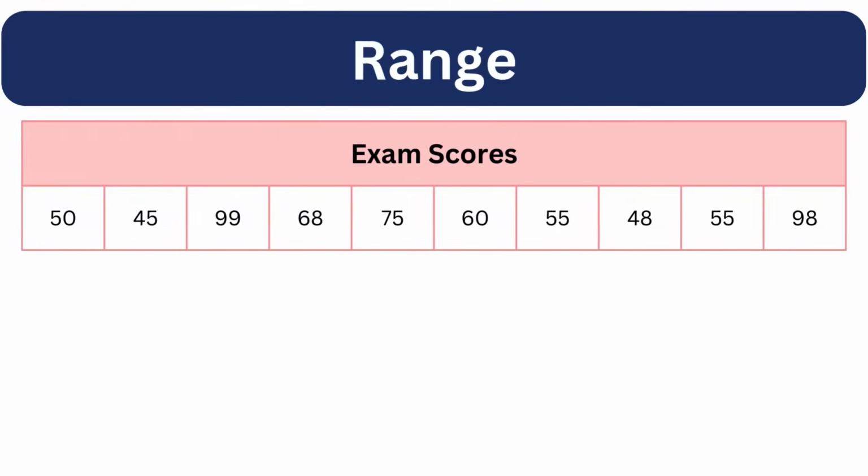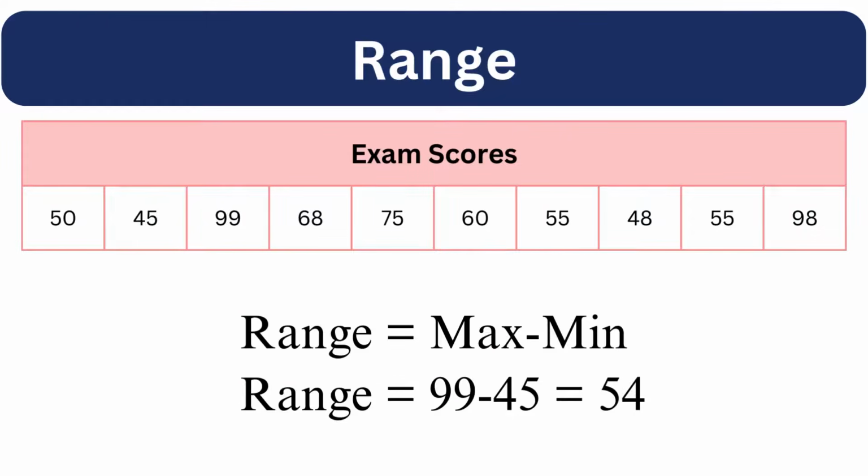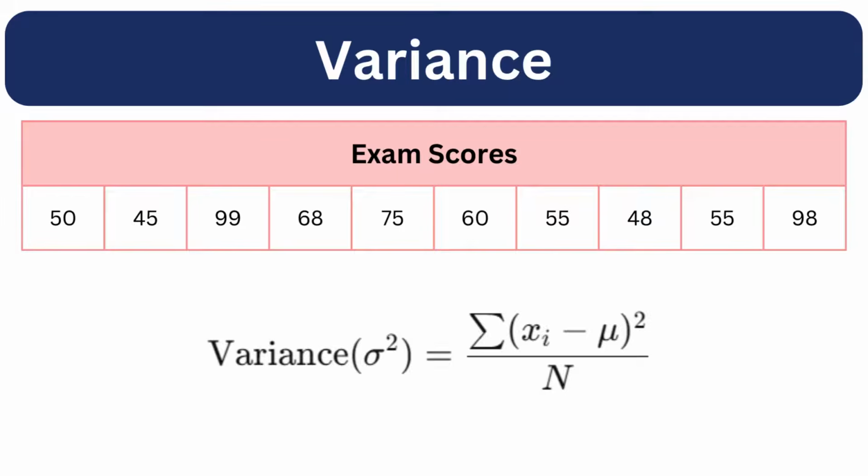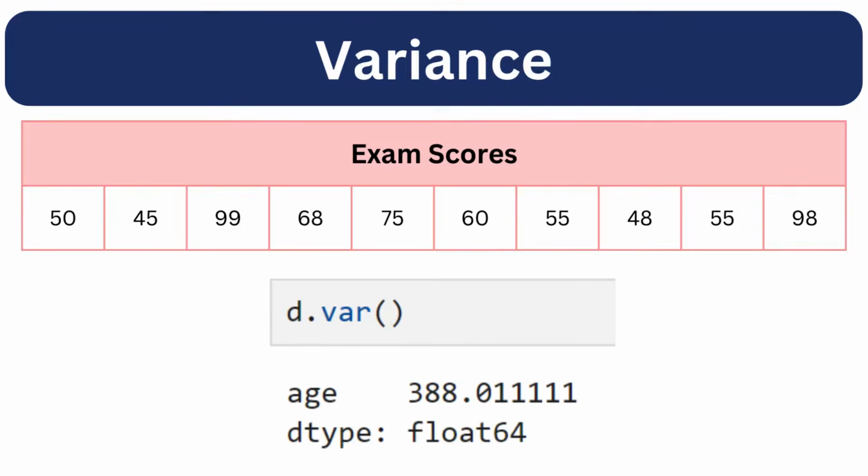The range gives us the spread of the data by subtracting the smallest value from the largest value. Our highest score is 99 and the lowest score is 45, so the range would be 54. The range shows us the overall spread, but it does not account for how data points are distributed between the extremes. Variance measures how far each score is from the mean. The formula of variance is the average of the square differences from the mean. In Python, you can calculate the variance using the variance function.